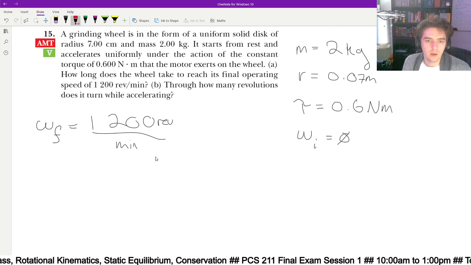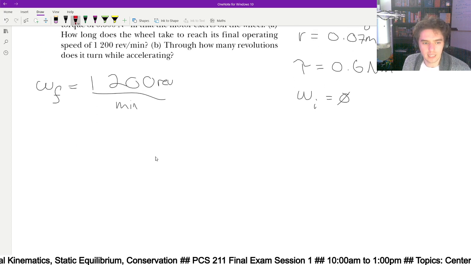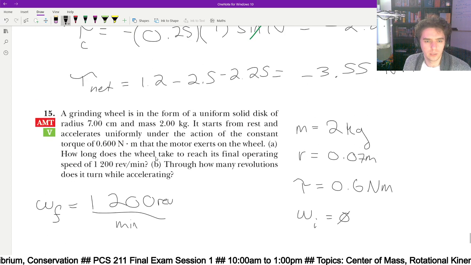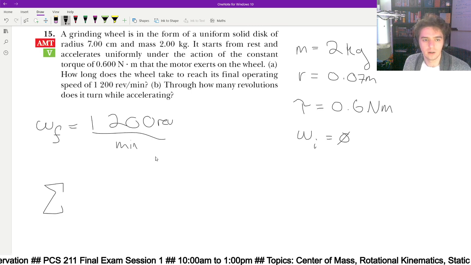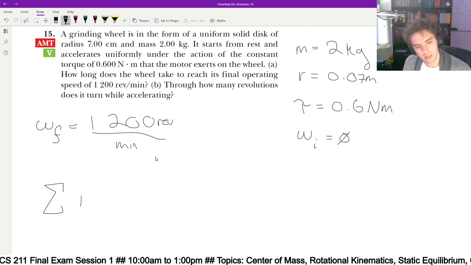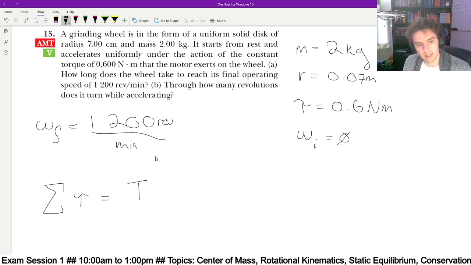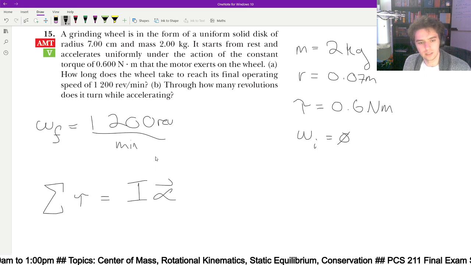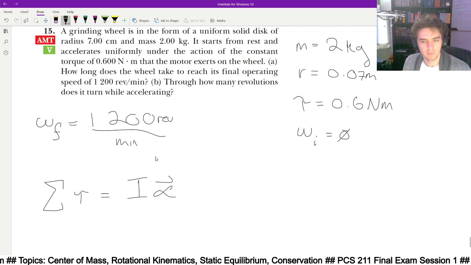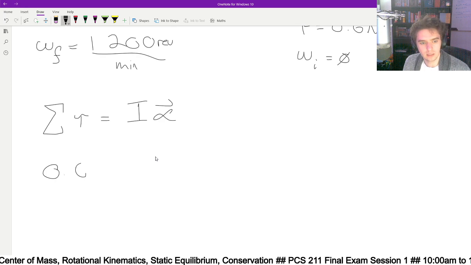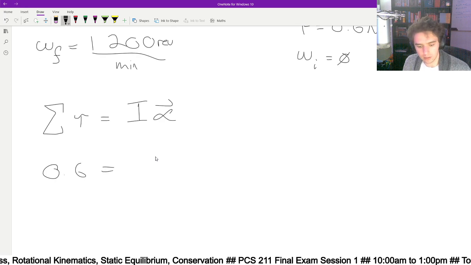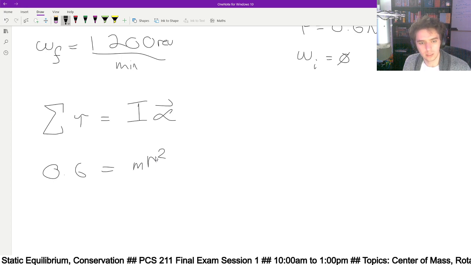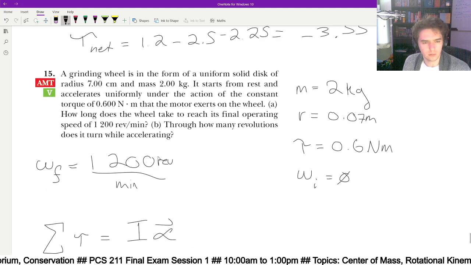This is our final speed. We know the torque, so we're probably going to say that the net torque. We know the radius. Okay, the net torque is equal to the inertia times the angular acceleration, right? Which is like F equals ma. The net torque here is 0.6. The inertia is mr squared, so the mass times the radius squared, times the acceleration. That's what we're looking for, right?